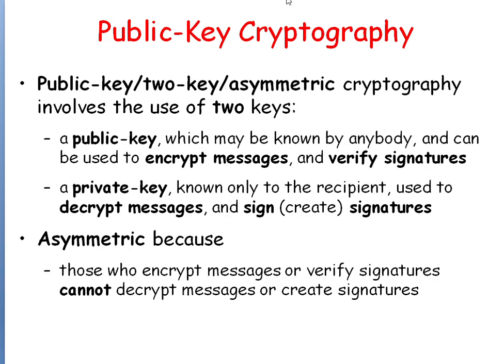Public key, two key, or asymmetric cryptography involves the use of two keys: a public key, which may be known by anybody and can be used to encrypt messages and verify signatures, and a private key, known only to the recipient, used to decrypt messages and create signatures. It is asymmetric because those who encrypt a message or verify a signature cannot decrypt the message or create the signature.